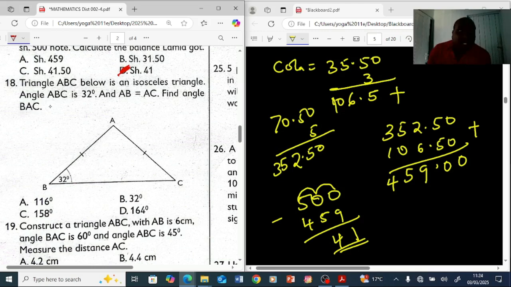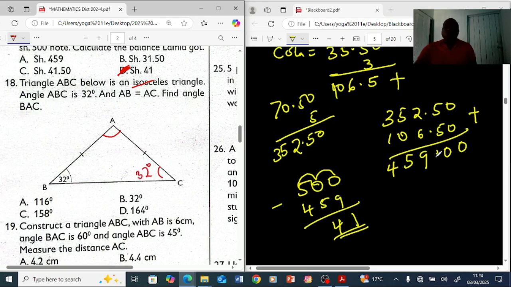A triangle ABC below is an isosceles triangle. Angle here is 32, and we are to find the angle BAC. So this is the angle we want to look for. But remember, base angles of an isosceles triangle are equal. So if this is 32, here also is 32. That is the rule you need to know.